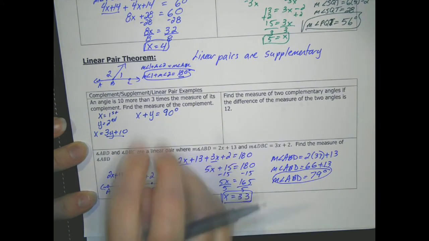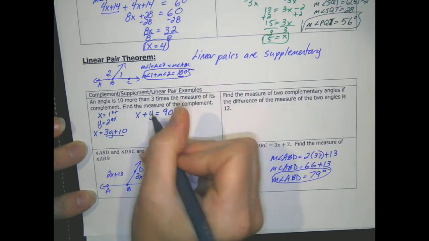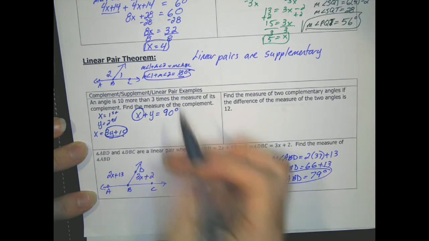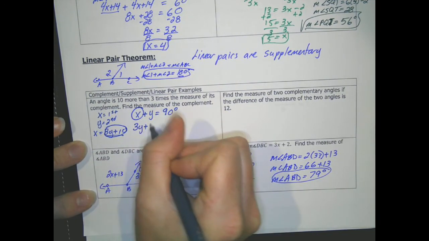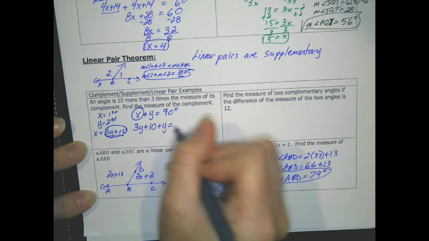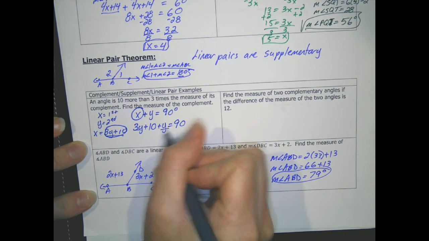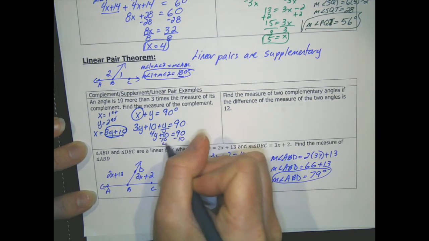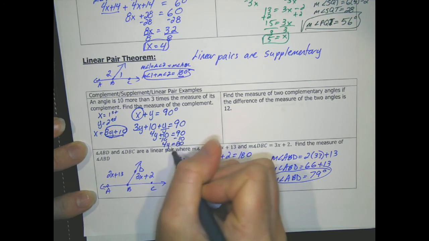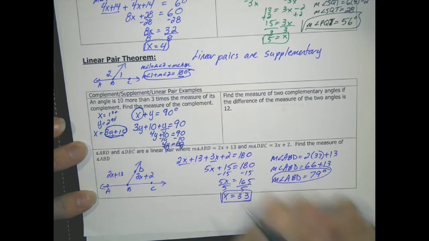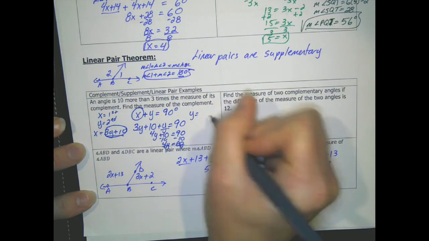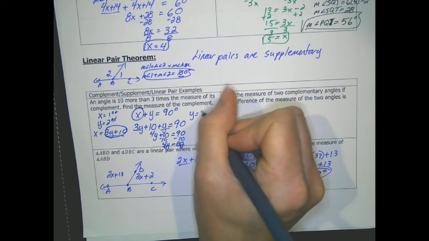So I can't solve this the way it is, but I can now replace this x with 3y plus 10, that additional information. So this is going to be 3y plus 10 plus y is equal to 90. 4y plus 10 is equal to 90. 4y is equal to 80. y is equal to 20.